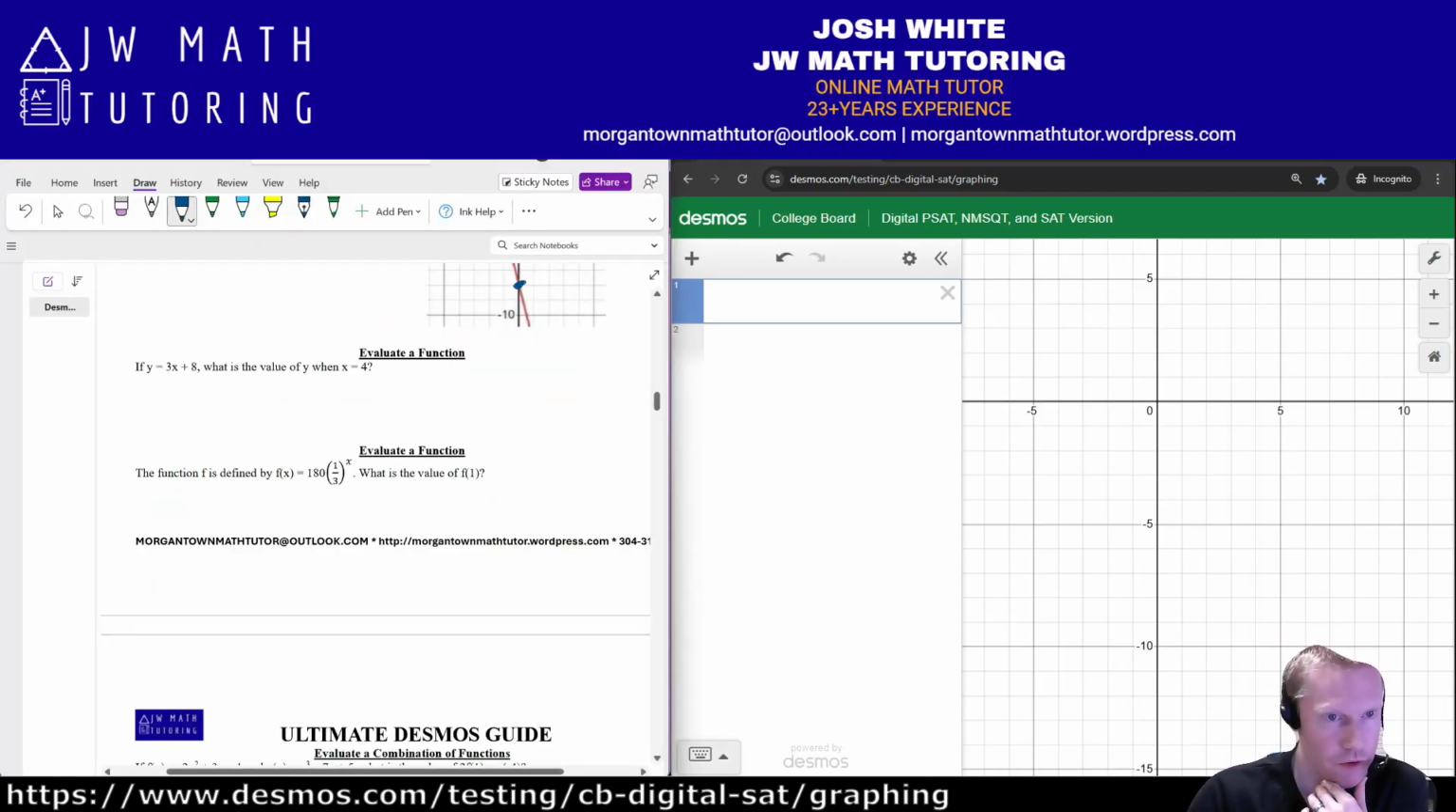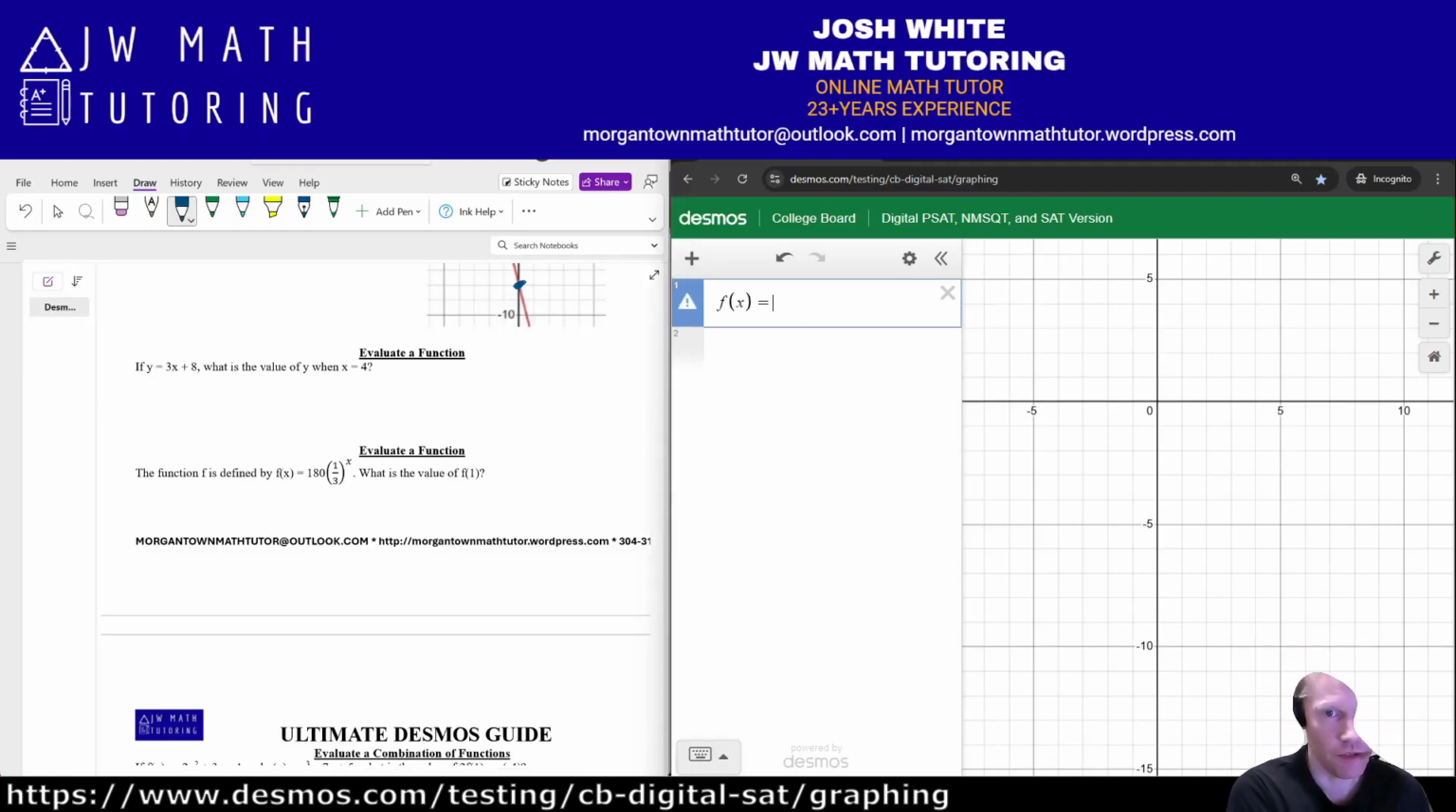All right, so first thing, y equals 3x plus 8. That's our basic function, and we want to know what is the value of y when x is 4. So again, there's 3 ways you could do this.